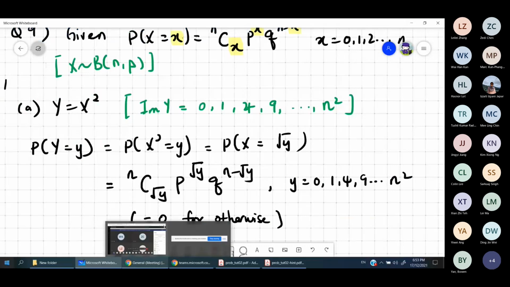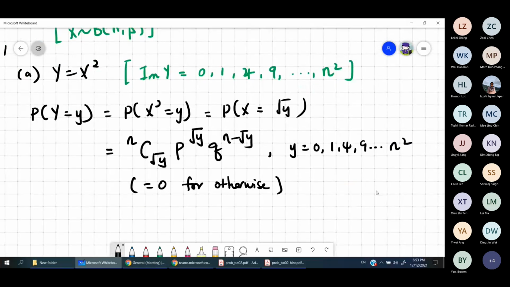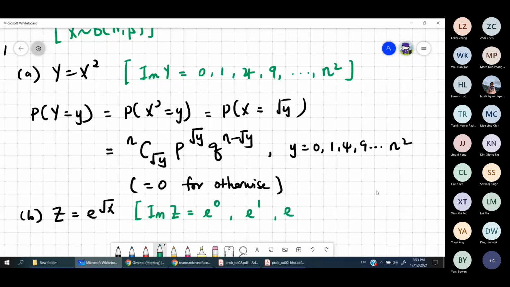So for B it will be the same. I'm talking about this, e to the power of X. So just for your information, you can check it out. That means this is e to the power of 0, so e to the 1, e to the 2, and so on, up to e to the n.